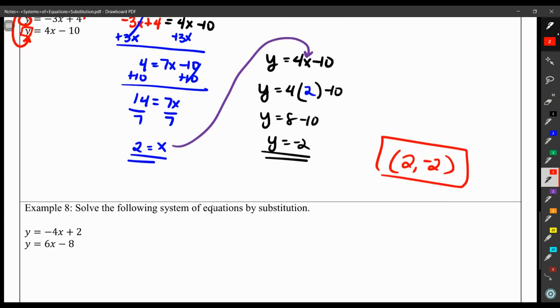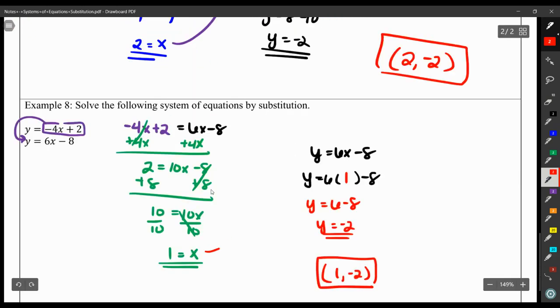So pause the video, see if you can try out example 8. And here's what you should have had for your solution for example number 8.